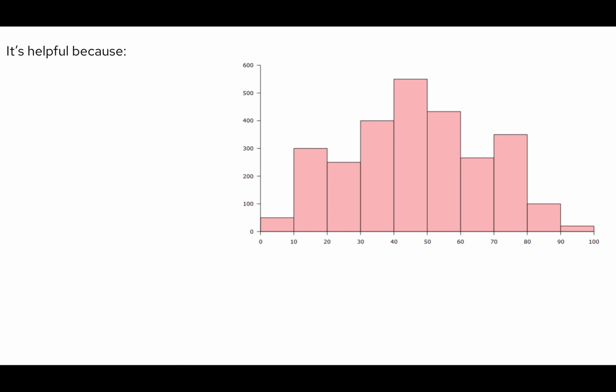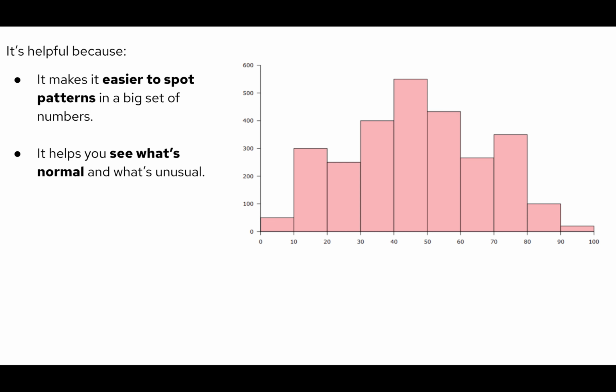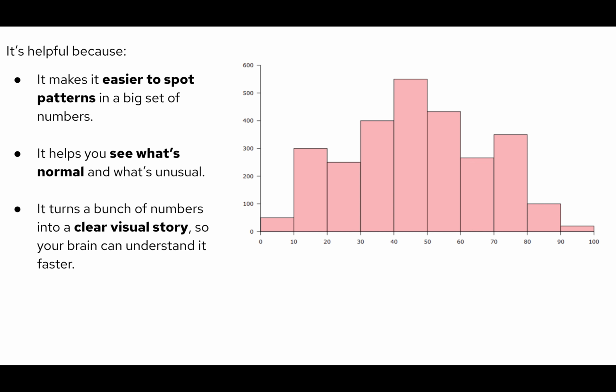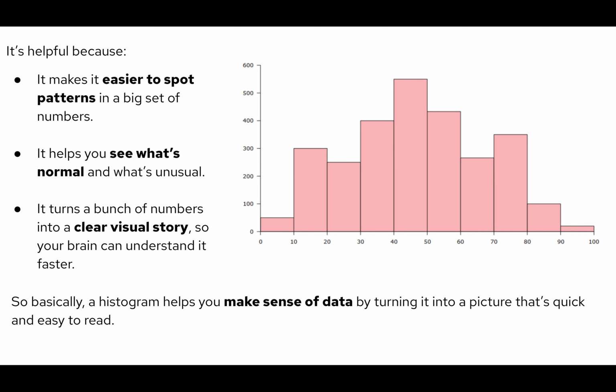So why do we use histograms? Well, they're helpful because it makes it easier to spot patterns when we have a big set of numbers. It also helps you see what's normal, but also what's unusual. And it turns a bunch of numbers into a clear visual story, so your brain can understand it faster. So basically, a histogram helps you make sense of data by turning it into a picture that's quick and easy to read.